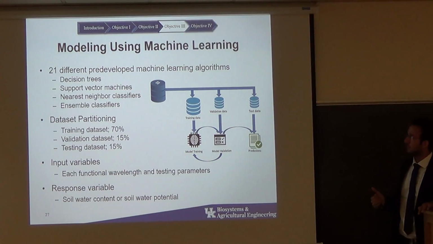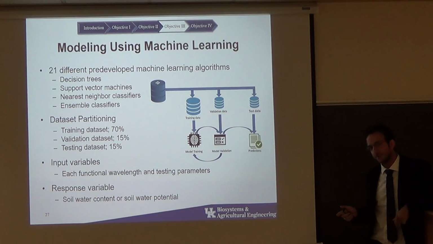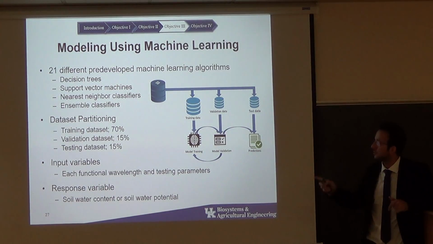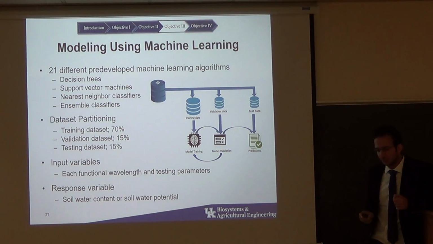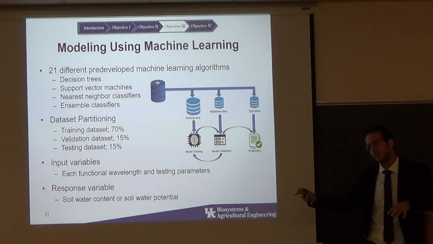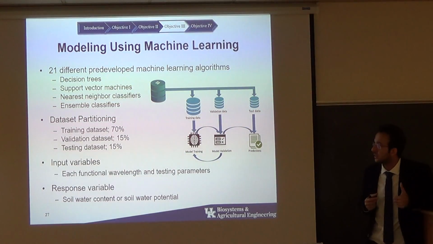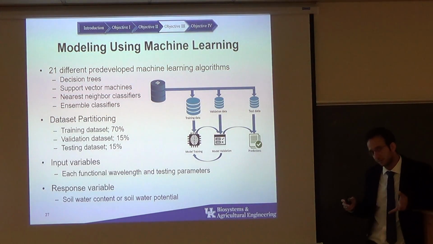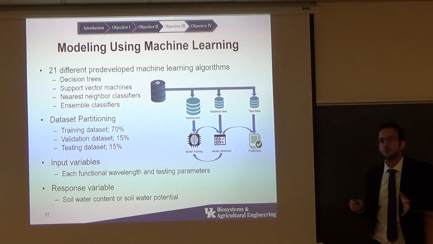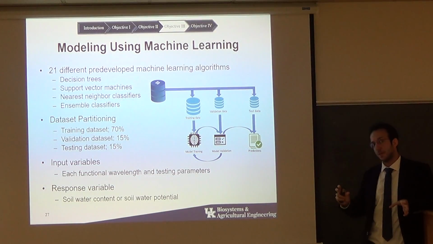The third objective is modeling using machine learning. I used 21 different machine learning algorithms, including decision trees and support vector machines. It's a general assumption that we need to divide our data set into three sub data sets. In machine learning, we have the training data set, 70% of our whole data set. In this data set, we are trying to automatically adjust the weights of the different variables.